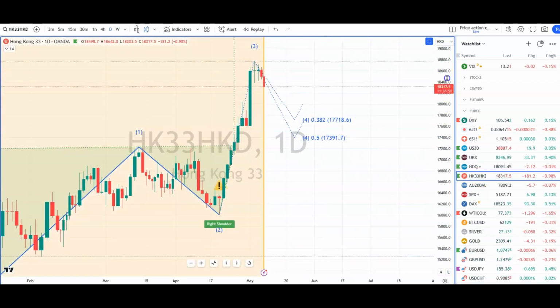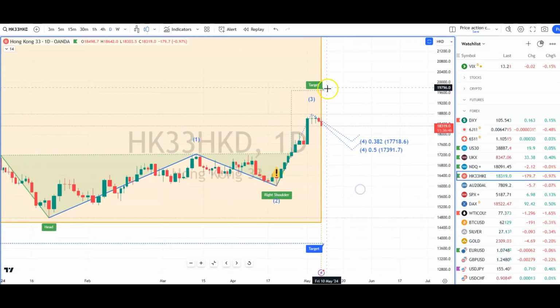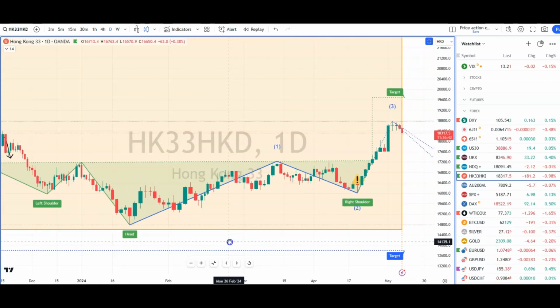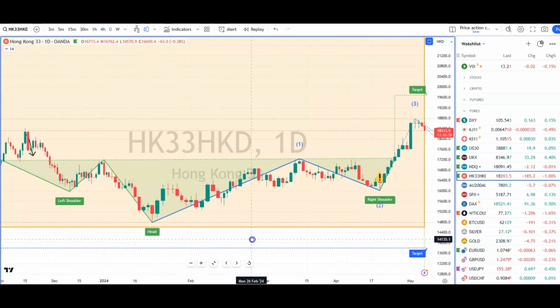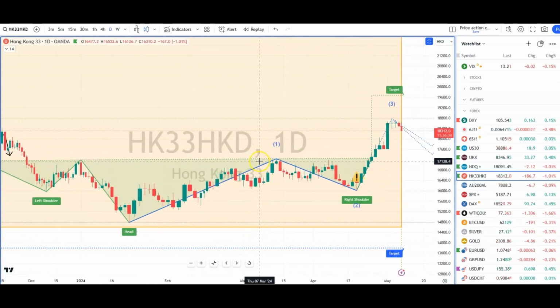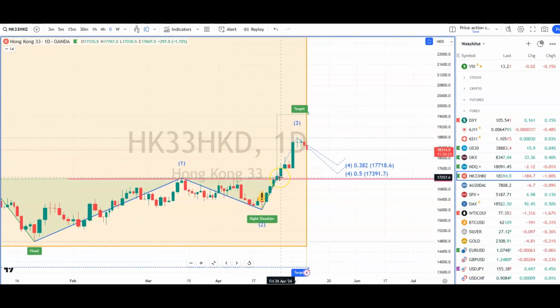Hang Seng, congratulations if you traded this. We are long this, so we do expect further upside. Our target is here at 19,736. Nice head and shoulders pattern. The head and shoulders, as per the double bottoms and double tops, you have to wait for the break of the neckline first. So there's the neckline drawn, and you just wait for the break, and we are long this.